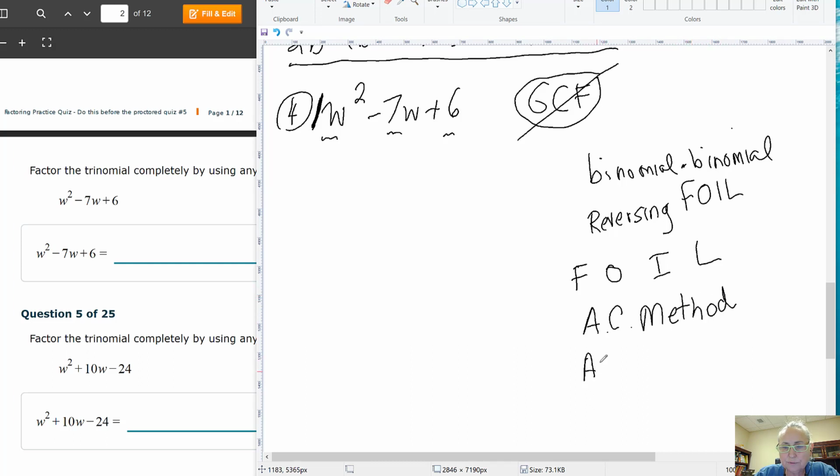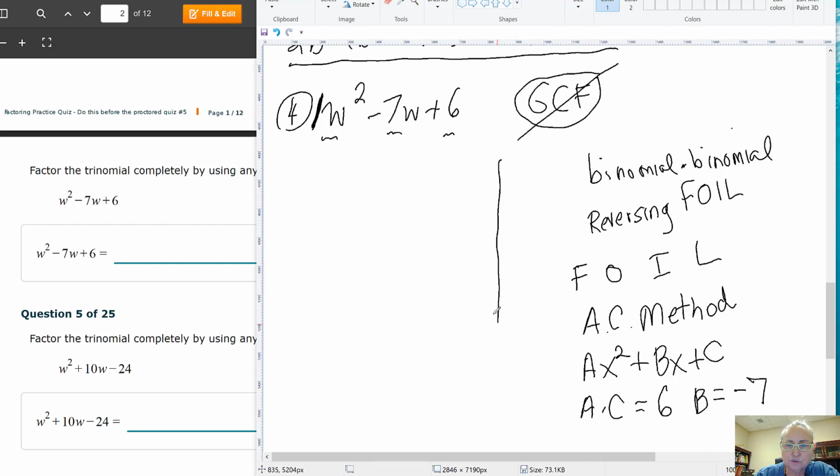Our trinomial will be of the form ax squared plus bx plus c, and a times c is why we call this the AC method. So for us, 1 times 6 is 6, and then we look at our b, and our b is negative 7. So we're looking for the factors.